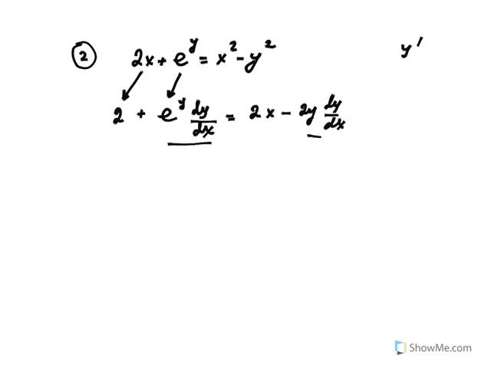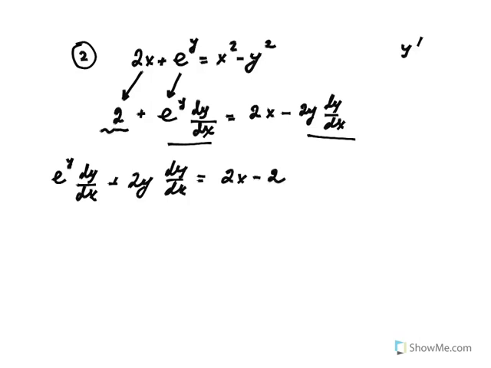Okay, now we're going to isolate these guys. So it's going to be e to the power of y, dy/dx, plus 2y dy/dx equals 2x, and this guy right here is going to move to the right, which means we have to subtract 2. Now we're going to factor out dy/dx, and we get e to the power of y plus 2y equals 2x minus 2.